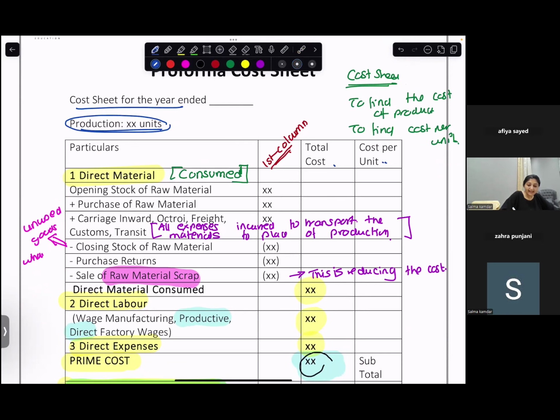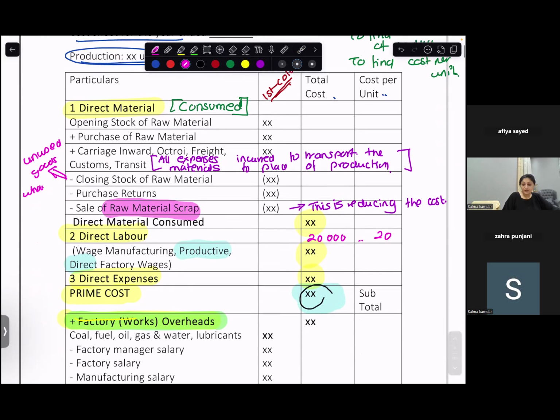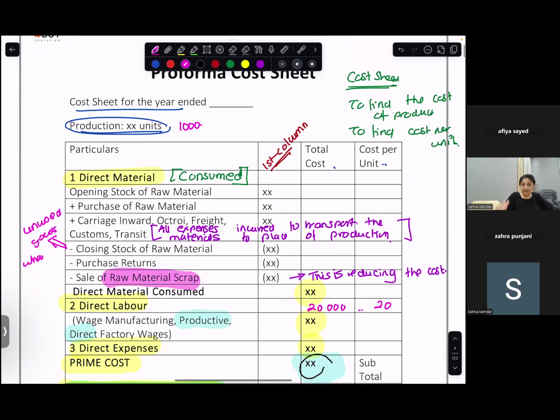Suppose your direct labor is 20,000. Number of units produced is 1,000. Can you give me the cost per unit for direct labor? 20. Fine. But why do we have to write it? In the cost sheet, you always have two columns. One is for the total cost and one column is for the cost per unit.